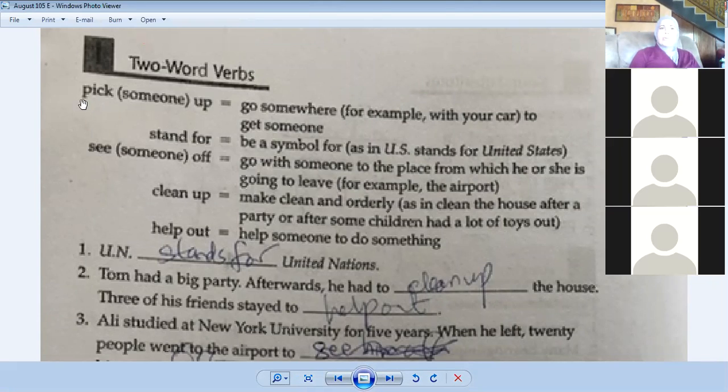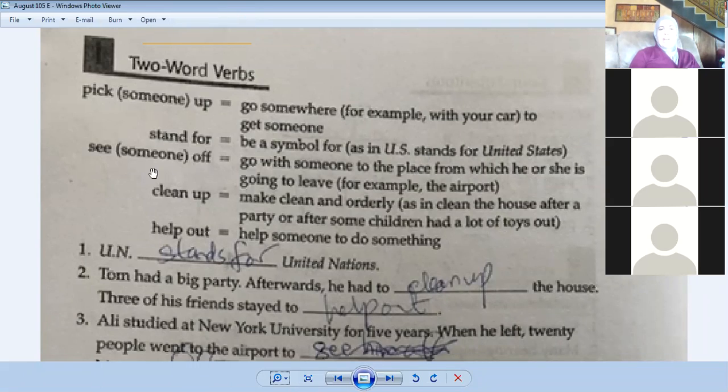So you use the word pick up when you want to go to the airport or to the bus station, I'm sorry, gas station, bus station, and somebody has come probably from Amman. You want to pick him up. Stand for means yarmuz, right? So be a symbol for, as in US stands for, as an example, United States.